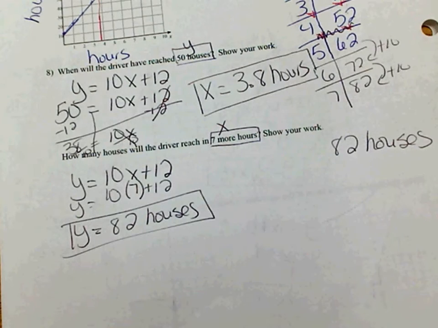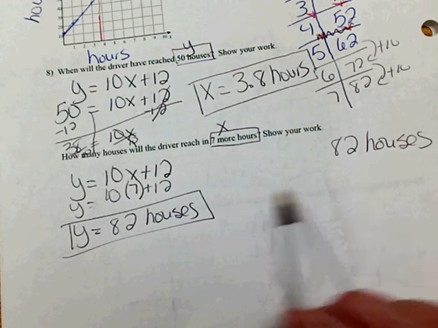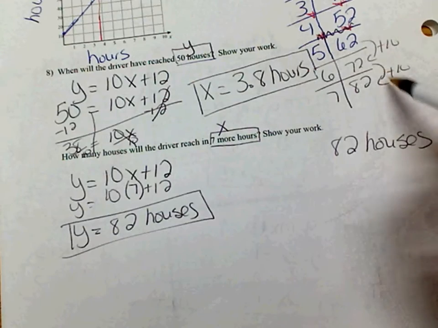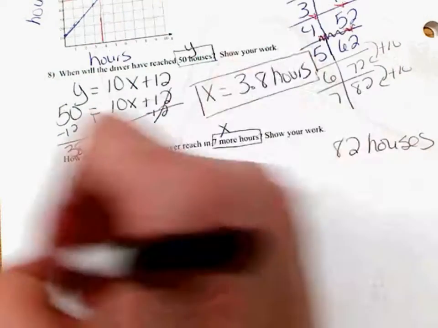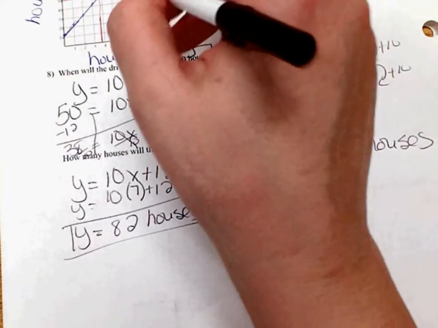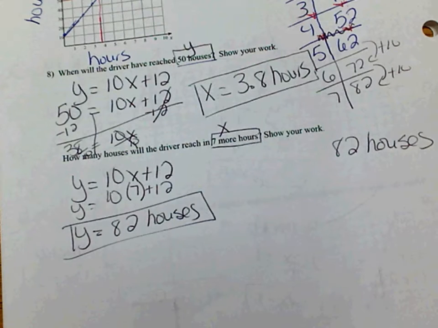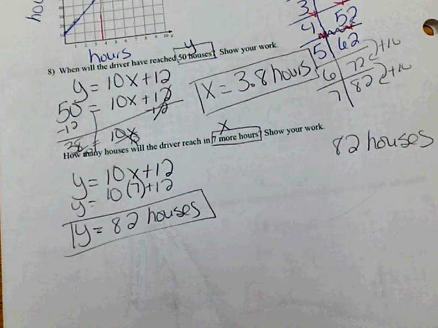But if you do just write 82 houses here, you need to either have your table filled out, or if you did it from your graph, you need to come up here and have dots on there so that I can see how you got that 82. I need to see where it came from. But the algebra is fine, and other methods are fine as well. Whatever your brain tells you to do is fine.